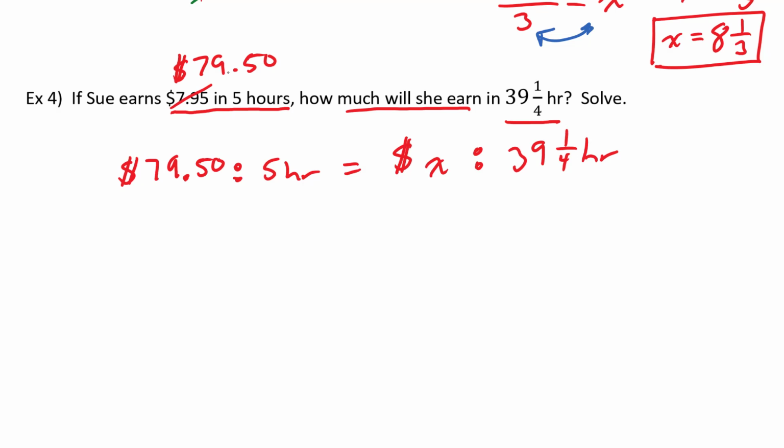Now let's solve this. What do we want to solve for? We want to solve for our unknown. Our unknown is how much money Sue made after working 39.25 hours. We have a bit of information. We know how much she made in 5 hours. Let's do some math to find out how much she made in a much longer period of time. Let's turn that into a fraction.